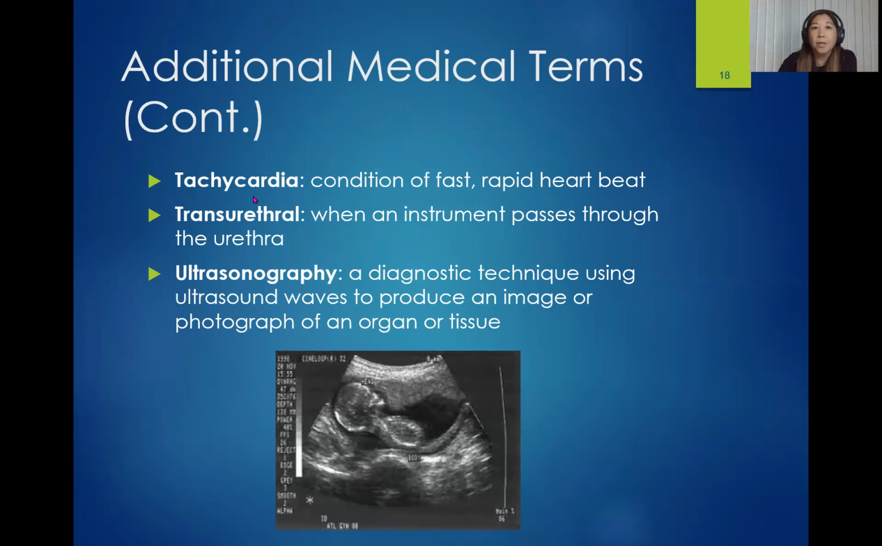Tachycardia is a condition of a fast, rapid heartbeat. Anything over about 100 beats per minute is considered tachycardia. Transurethral just means when an instrument is passed through the urethra. And we've talked a little bit about ultrasonography or ultrasonic. This diagnostic technique, here you can see the outline of the baby, right? Using ultrasound waves that are beyond the audible range of sound. And we can do this and produce a photograph of an organ or tissue.